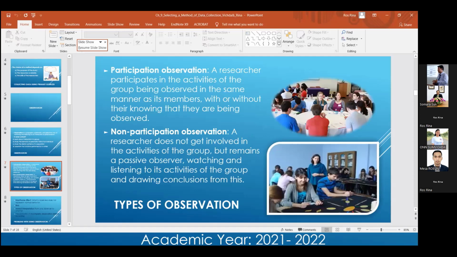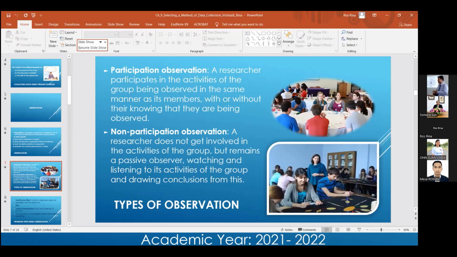We have two types of observation. The first one is participant observation, and the second one is non-participant observation. Participant observation means a researcher participates in the activity of the group being observed in the same manner as its members, with or without them knowing that they are being observed. So in this case, we join with them.